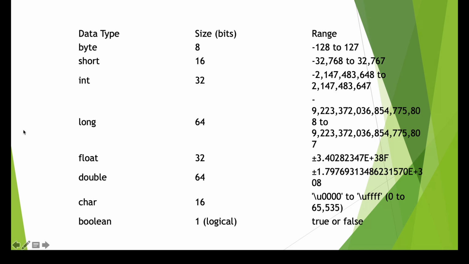Then we have float and double. The difference between float and double is f. If we define a float variable, we have to add f at the end to mark it as a float, otherwise it will be considered a double. Then we have character, defined in single quotes with a single character. Then we have boolean, which holds true and false values. So these are the primitive data types.